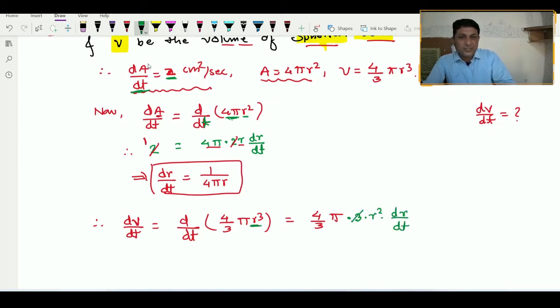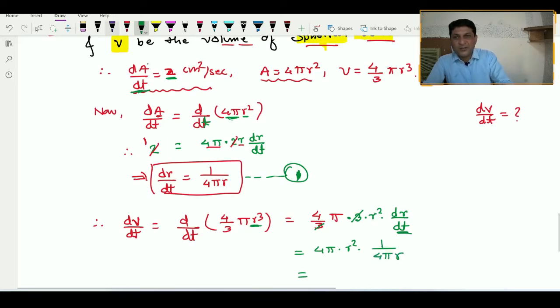Here easily we can observe that 3 and 3 will get cancelled. So the remaining term is 4 pi r square into dr by dt, but the value of dr by dt from equation number first will be equal to 1 upon 4 pi r. Now check which terms will get cancelled. Here 4 pi and 4 pi will get cancelled, and the division of r square and r will be equal to r.